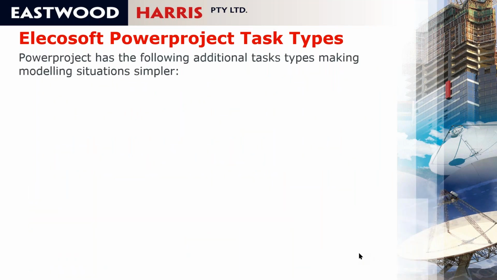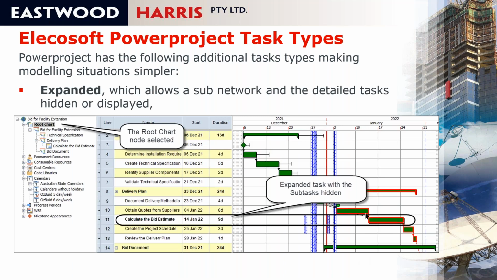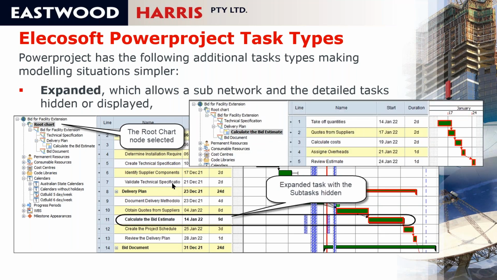Also, Powerproject has an expanded task. This means that you can have an activity in your Gantt chart, but you can hide the detail. You can see here that I have calculate bid estimate, and this is indicating that this is an expanded task and has detail underneath it. If you click on the expanded task, I can see the detail that's underneath this activity. So I've got to calculate the bid estimate, and then I'm breaking that down into taking off quantities, quotes from the suppliers, calculate costs. So I have detail hidden underneath.